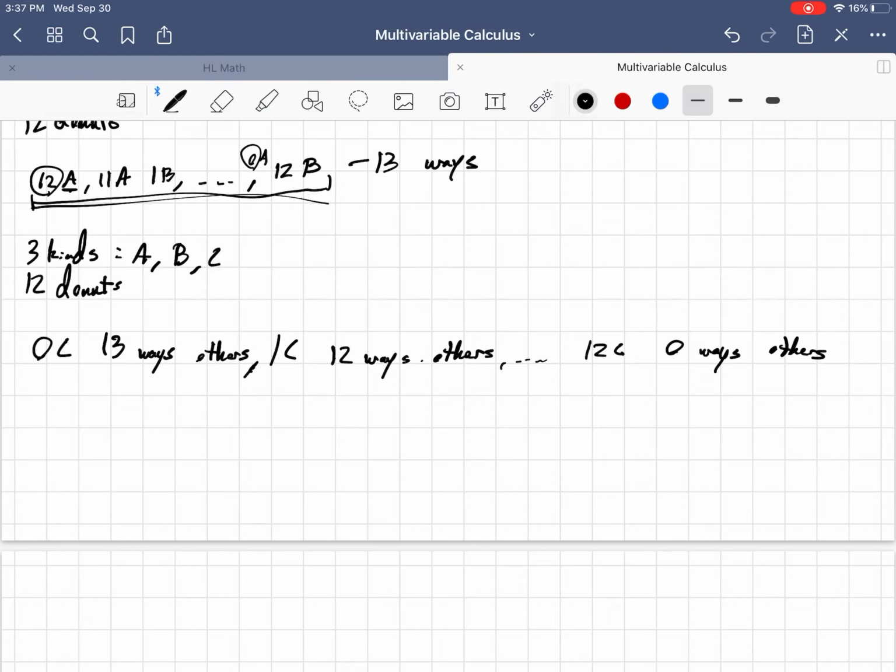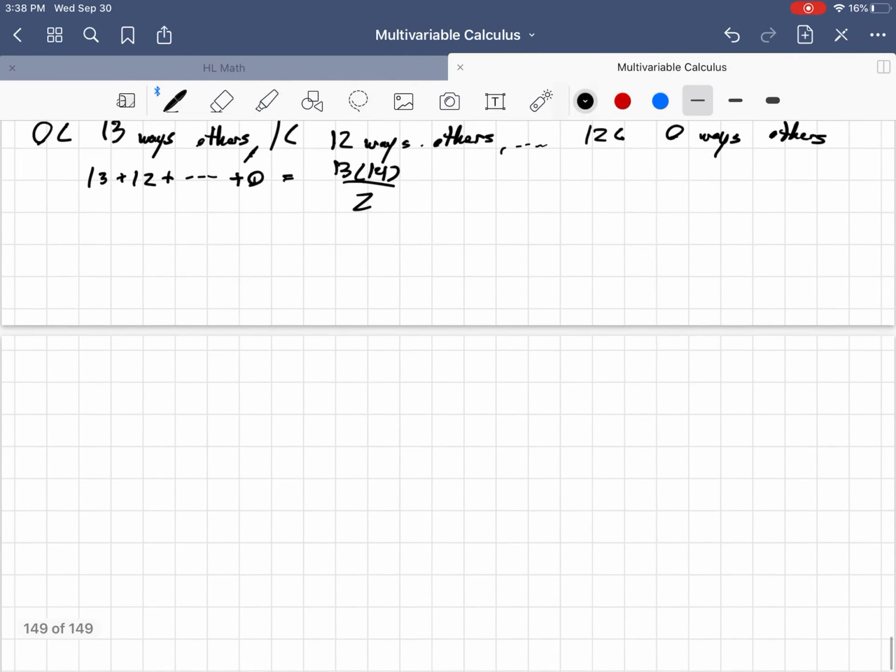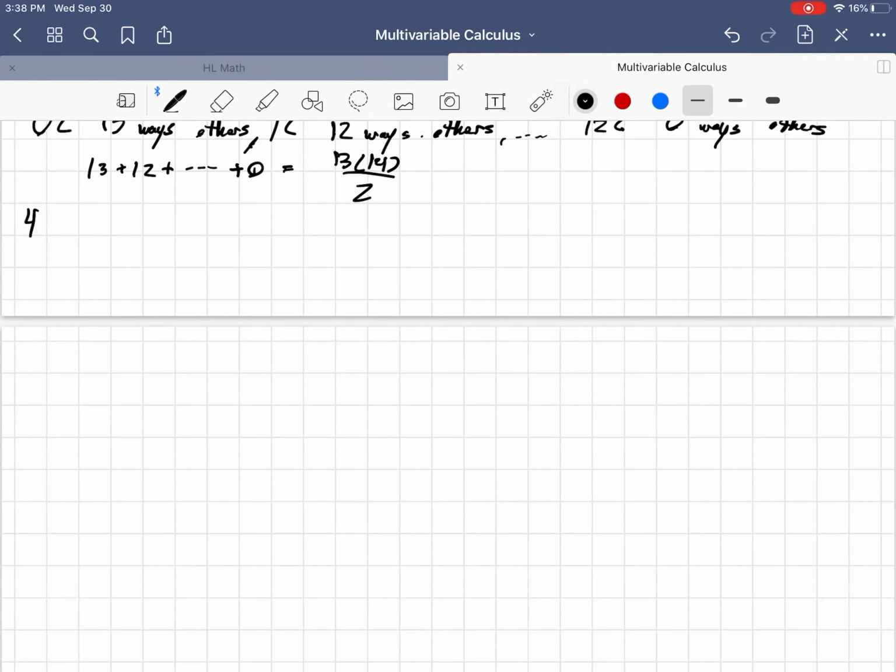And so now in the three kinds case, the number of ways becomes 13 plus 12 plus, and so on, down to 1, which is the sum of the first 13 whole numbers, which you should know as 13 times 14 over 2, and that's just a number. I'll leave it at that. The number itself isn't so important as the method. So now let's consider 4 donuts, and then we'll stop considering more and move on.